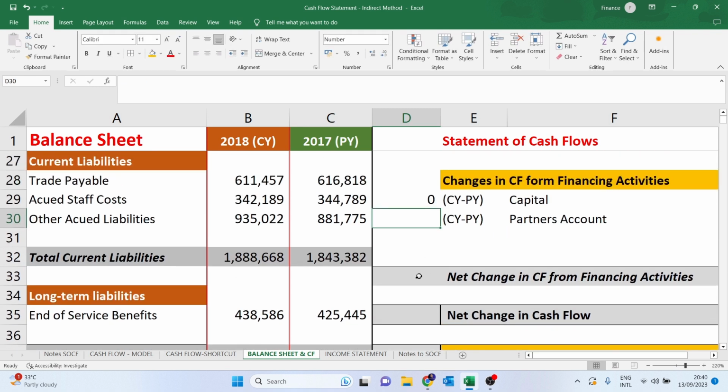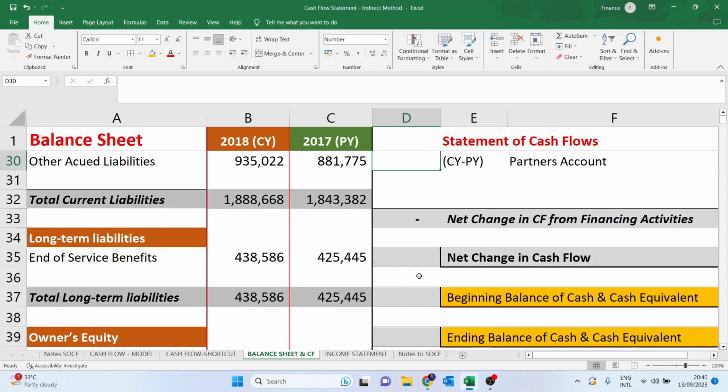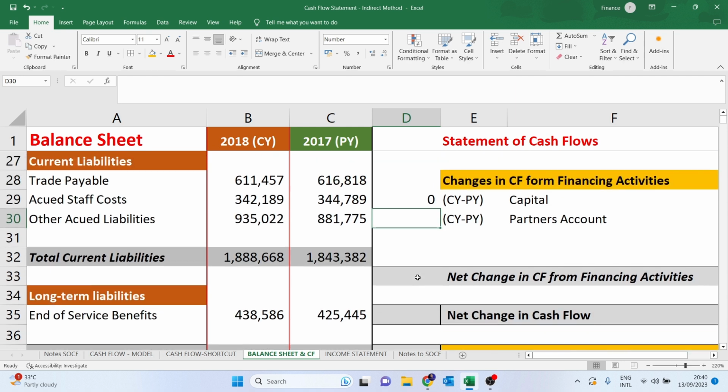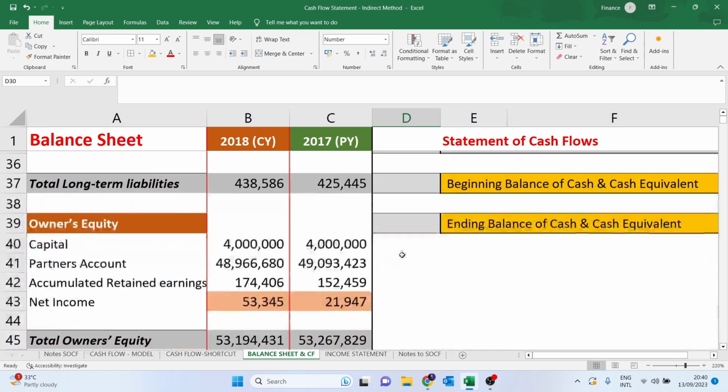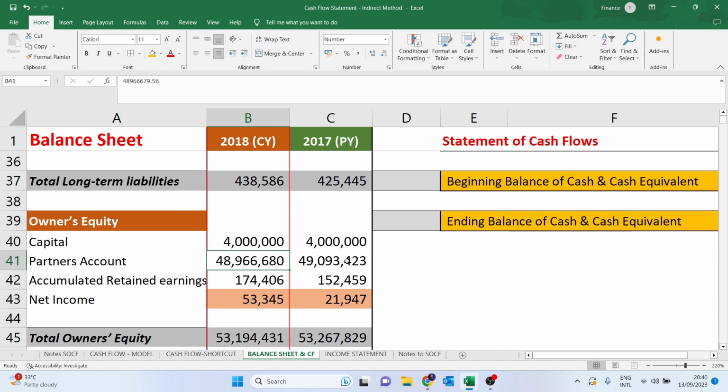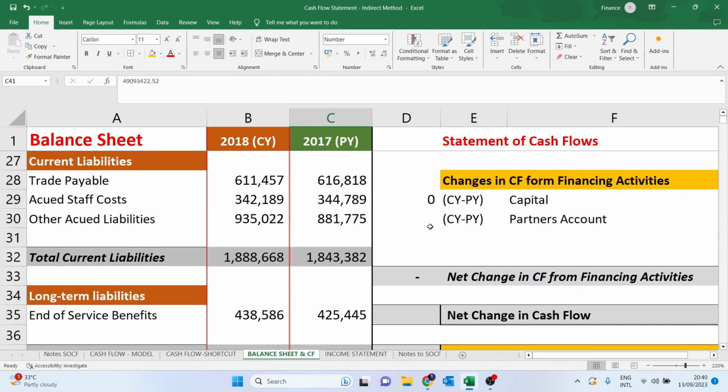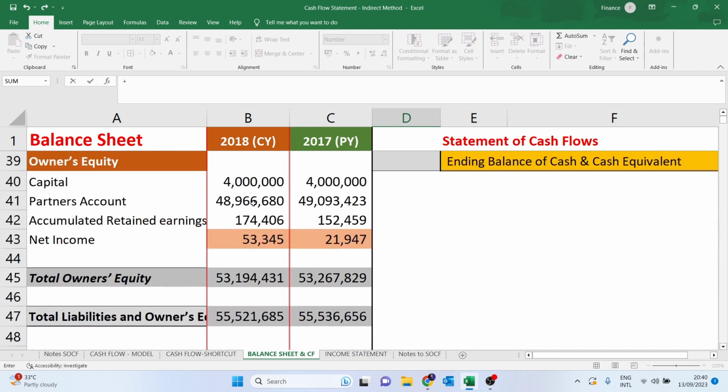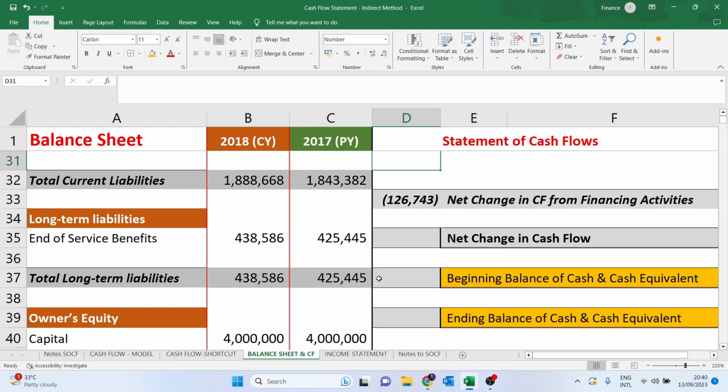And the partner's account. What is partner's account? Partner's account means whatever cash injection made by the partners other than capital. Maybe it is payable or receivable from partners, whatever. So we need to check the partner's account. Partner's account is here. So we will check current year minus previous year.